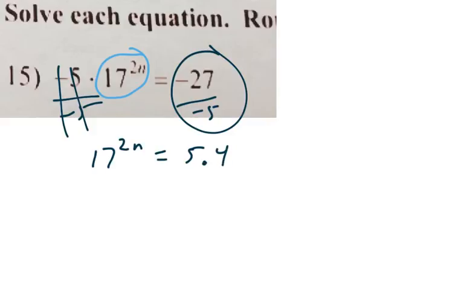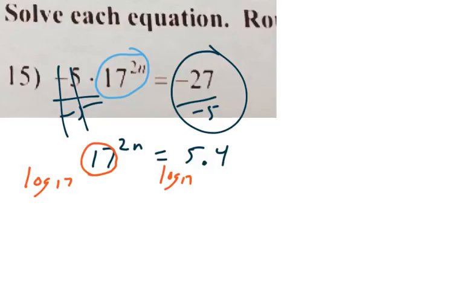Now here's the key step, guys. This is a 17 power, right? So logs and exponents are inverses of each other. So what I'm going to do is a log base 17 on both sides. Okay? Because of the 17 power, I'm going to do a log base 17. Now watch very carefully. I'm going to be very methodical here.